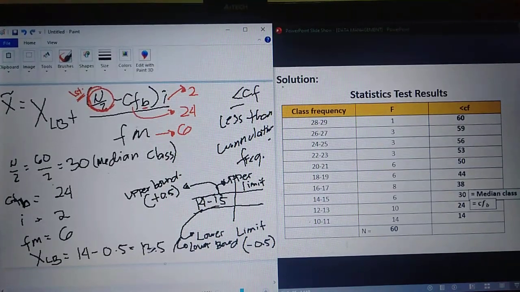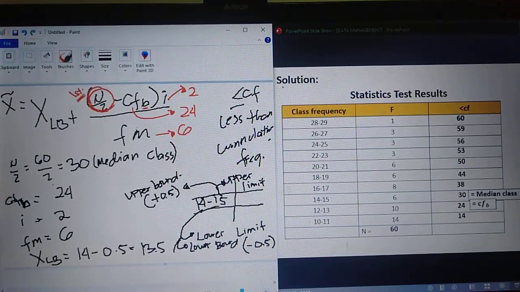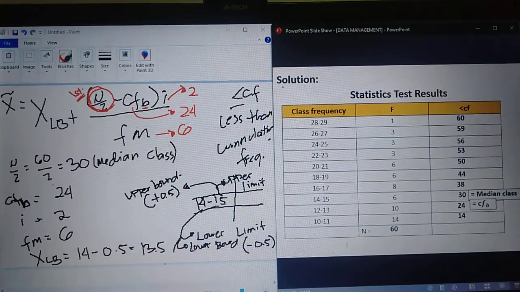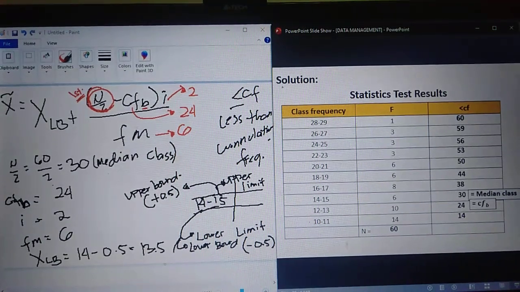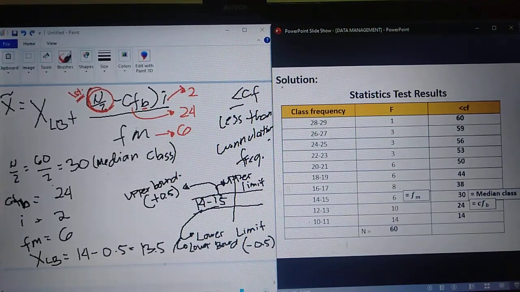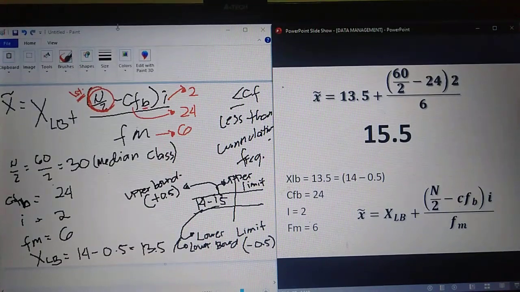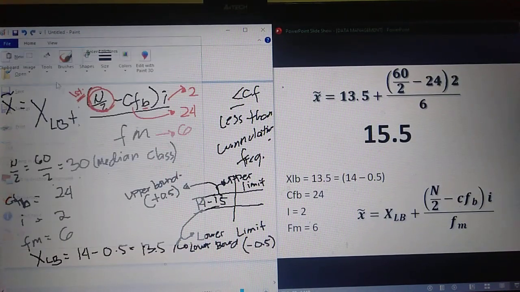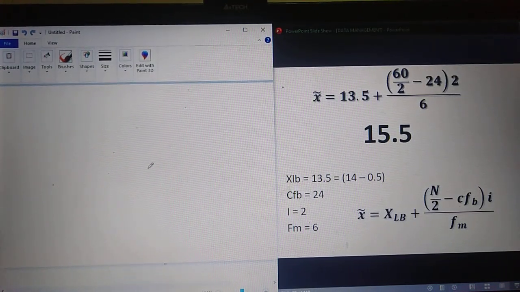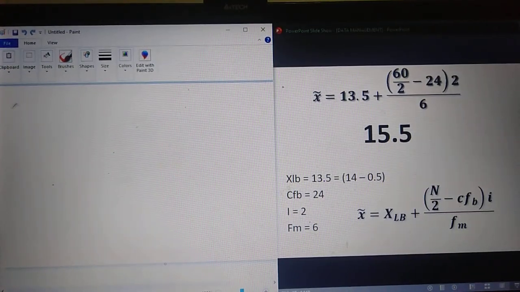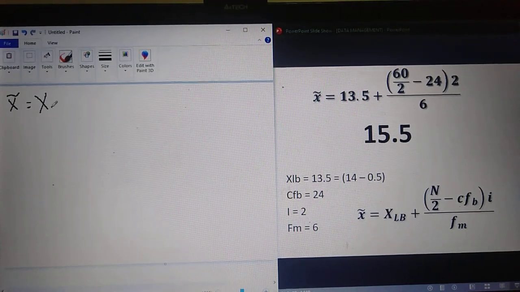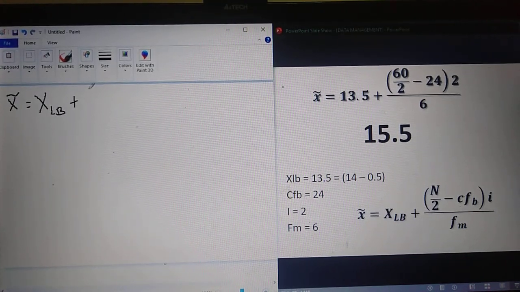Now let's try to solve. Solve natin. Ayan, yun yung frequency of the median class pala. Hindi ko lang napindot. So ang sagot is yan na, naka-flash na sa inyong screen. So try to solve natin. Ayan. So sabi dito 15.5 lang ang sagot. Okay, lagay ko lang para naman may basis kayo.